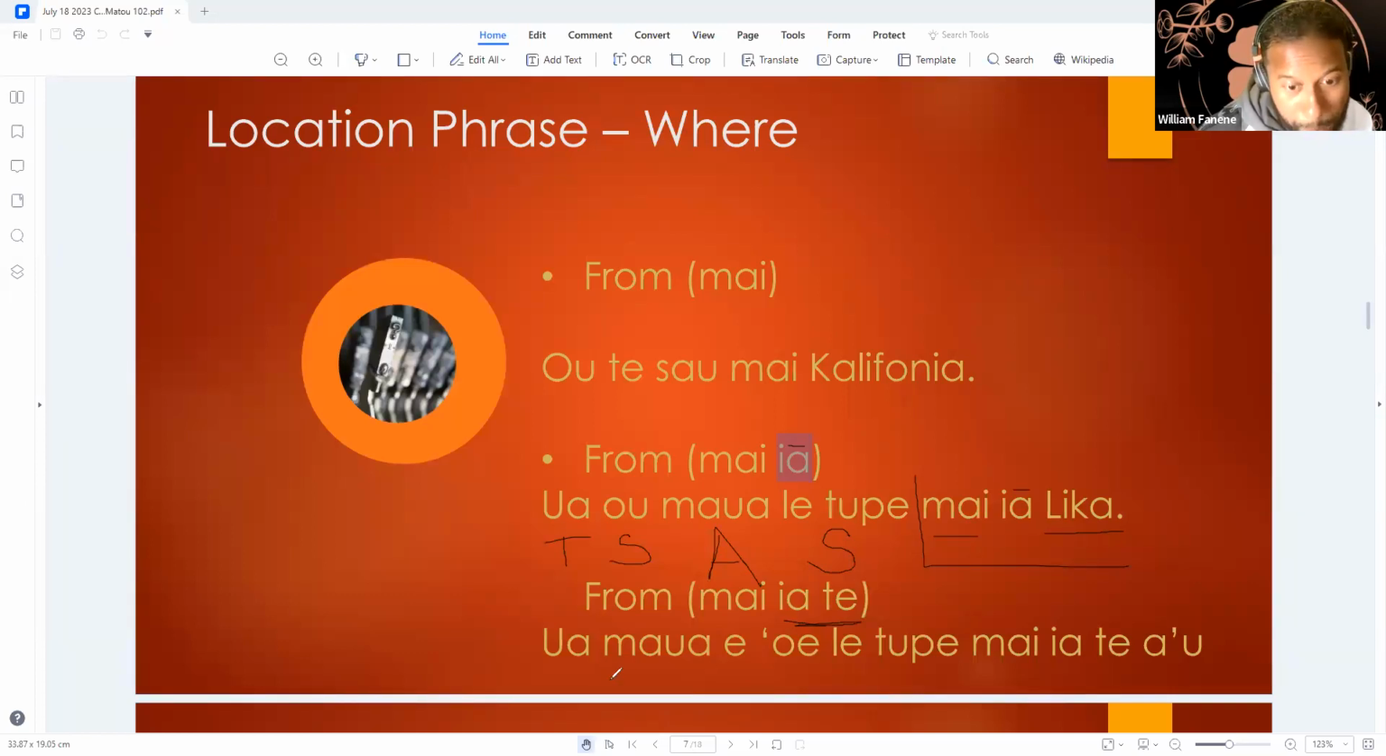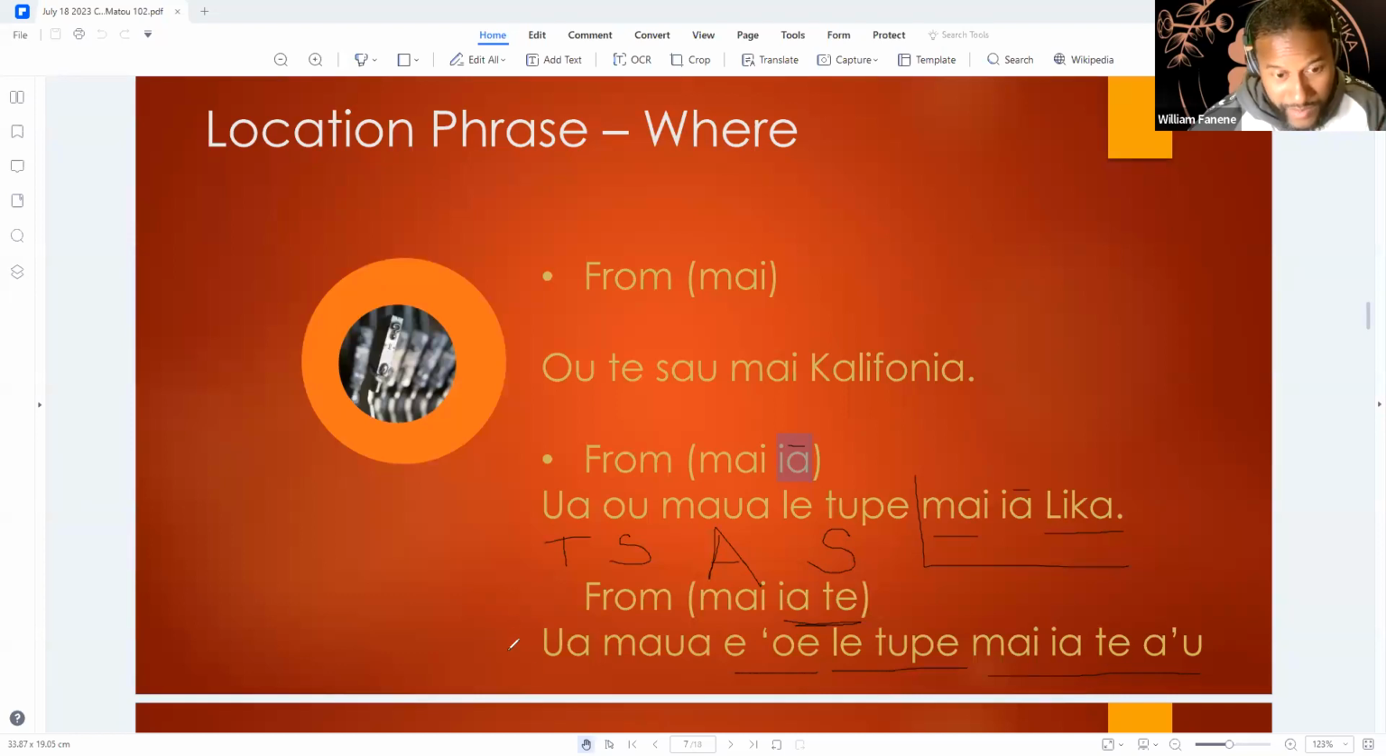is, ya te. So ua maua have gotten from you or by you the money. So my yate. So from yate or me. So you have gotten the money from me. Ua maua have gotten by you e oi le tupe, the money from me.